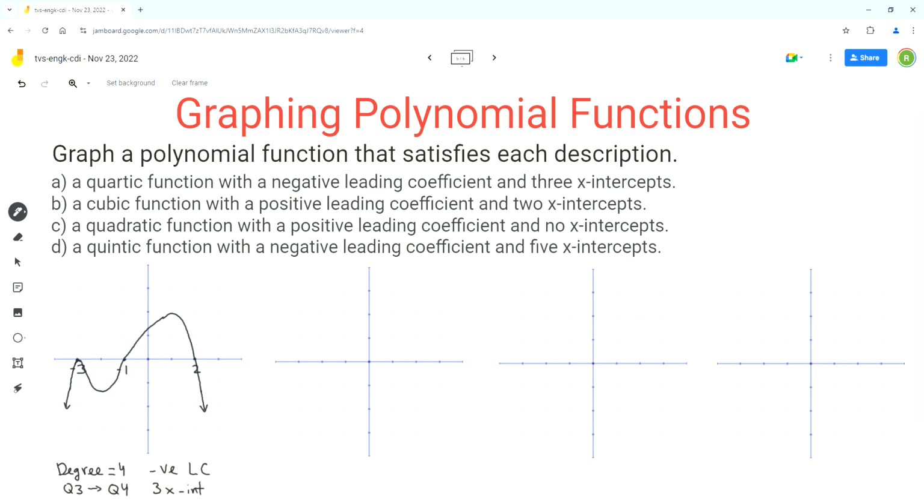Now we can answer part B. A cubic function with a positive leading coefficient and 2 x-intercepts. A cubic function has degree equal to 3. The leading coefficient is positive. That means the end behavior for this function is from quadrant 3 to quadrant 1. This function has 2 x-intercepts.